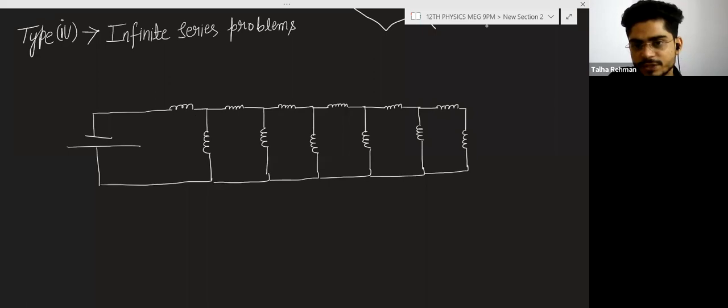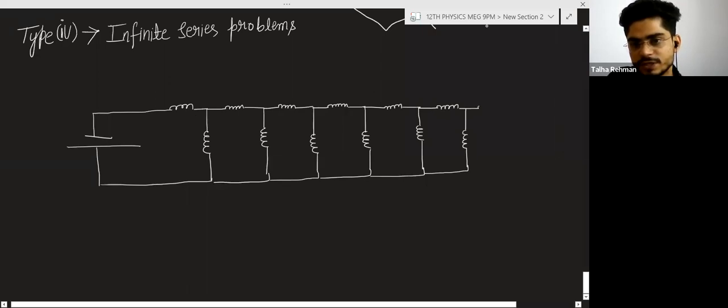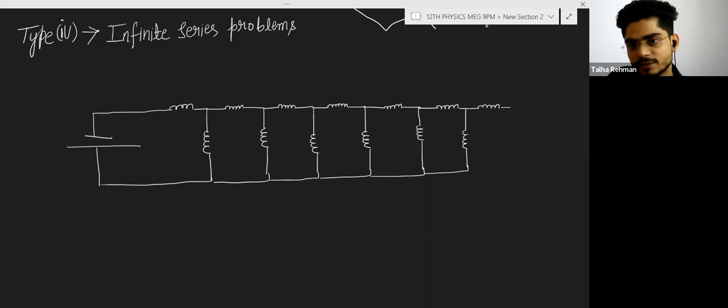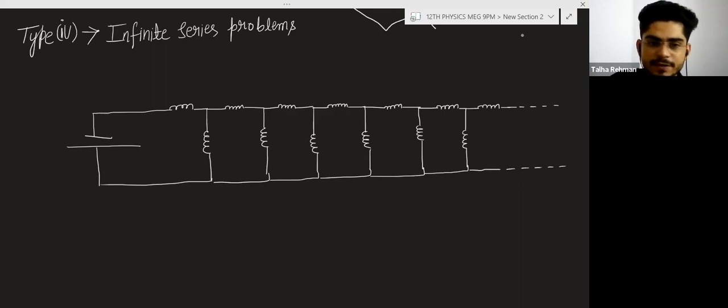So this combination goes till infinity, meaning there is a large number of resistances connected like this. And now concentrate here. This is the battery connected, and all the resistances have the same value, that is R, I am supposing.